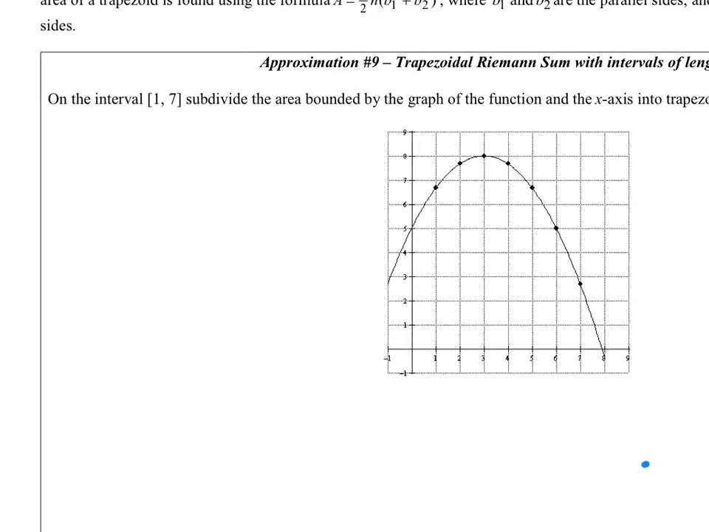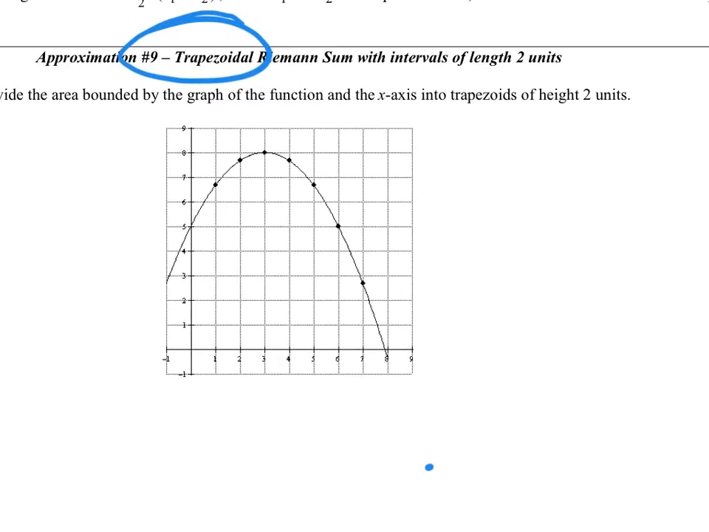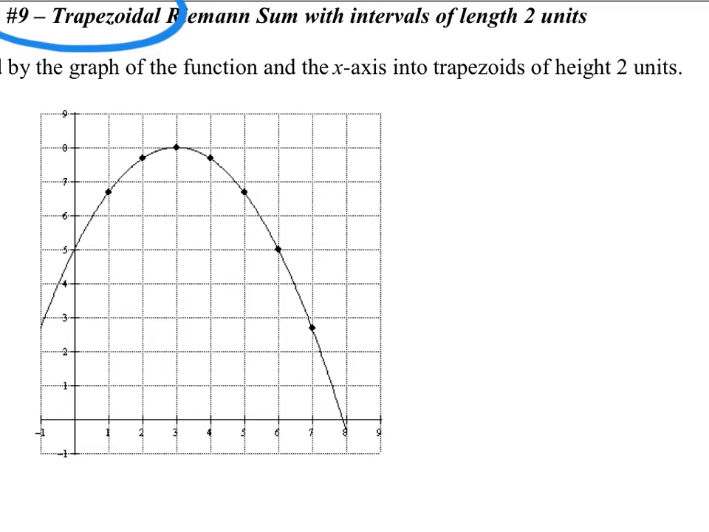The last Riemann sum is not with rectangles. It's trapezoids. I don't like that. No, it's actually kind of cool. Be open-minded. It's not as bad as you think. We are going on the interval from 1 to 7, and he wants the trapezoids to have a height of 2.